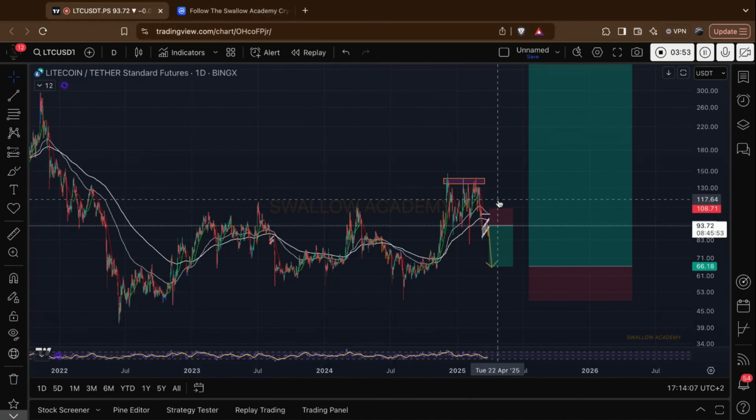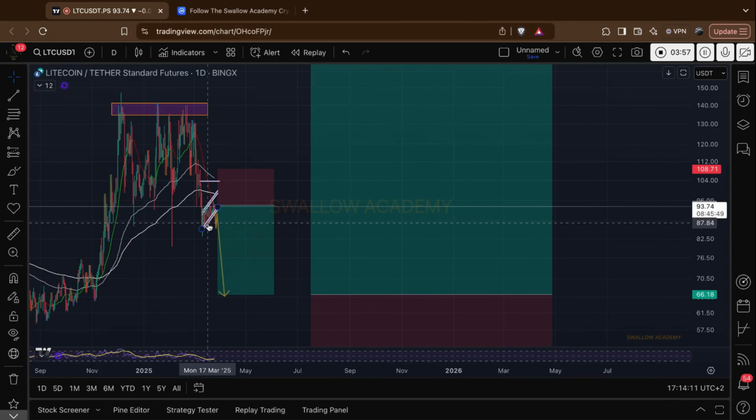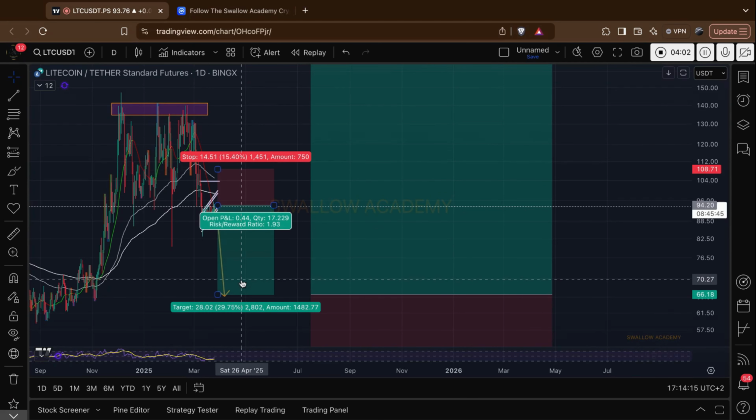Let's see what is going to happen. Now we're going to wait for the breakdown to happen here. Once we get the confirmation, we're going to share it with you as well, and we're going to try and catch this 20 or 30% of market price movement.